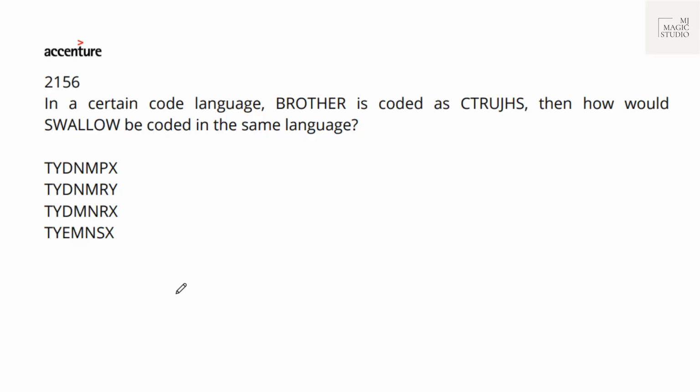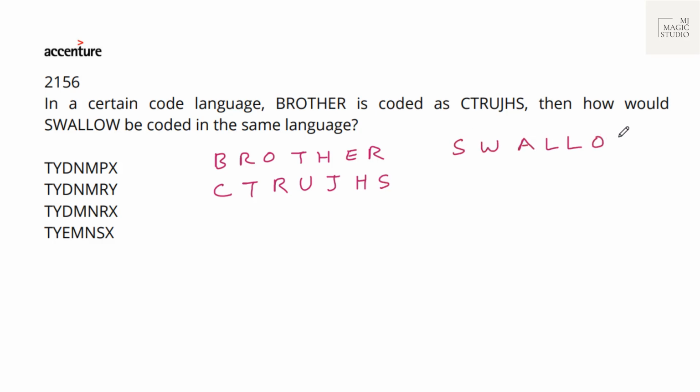Okay, the next few questions would be from coding, decoding, and the different types of coding, decoding questions that they are asking. It's been shared here. Let's see this one. In a certain code language, BROTHER is done as CTRUJHS. Then how do we write SOLO?